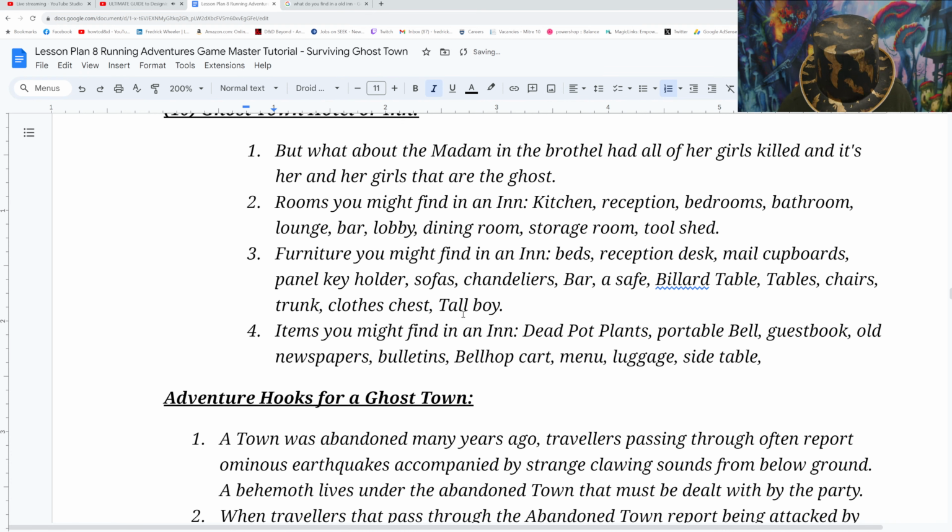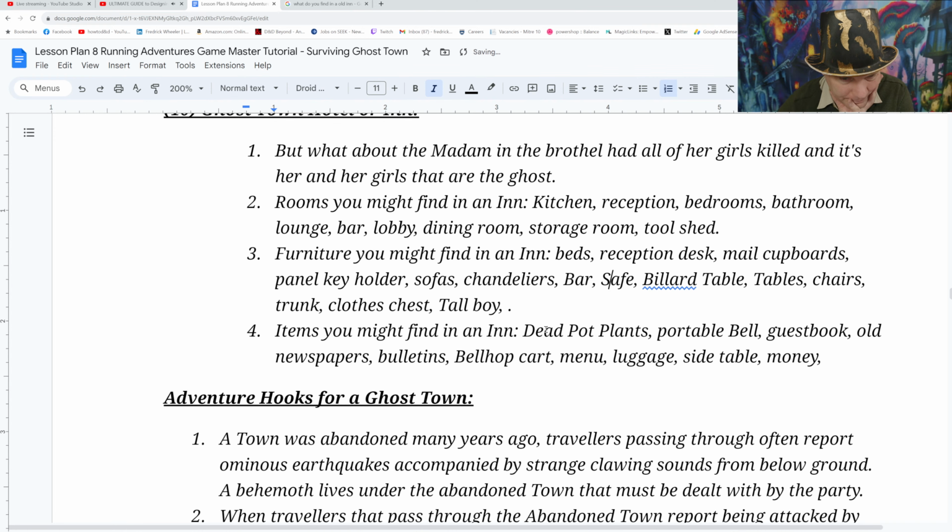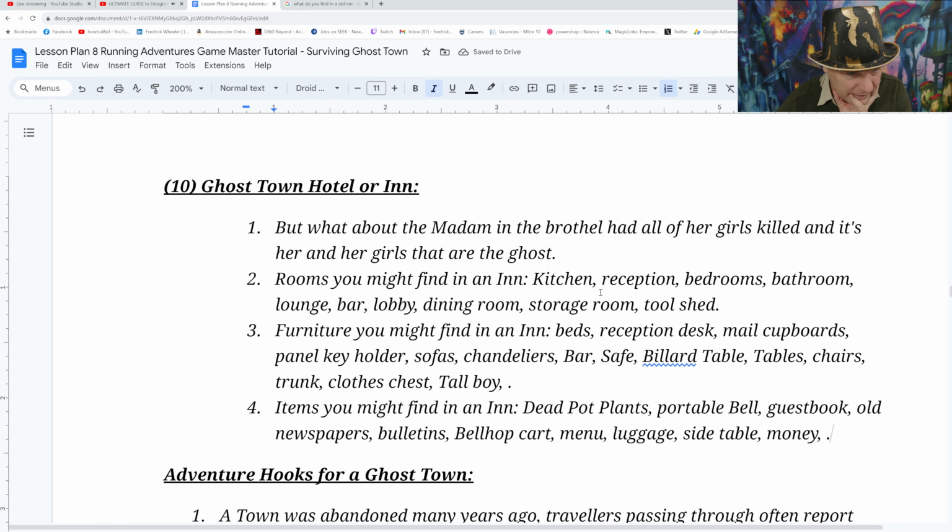Do you guys know what a tall boy is? I'm assuming you call it the same thing. Money. There may be money. That's true. There may be some money. We've got safe already. There is a safe. I said a safe, so I'll just put safe. Okay. Well, I think we have filled out what we needed to for that location.